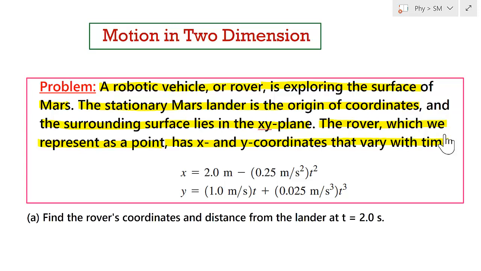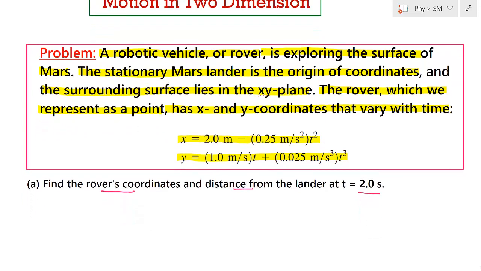So if it is moving in the xy plane in 2D, it has two coordinates. It will have an x coordinate and it will have a y coordinate. So the problem gives you the x coordinate and y coordinate as a function of time. So the x coordinate is given by this expression and the y coordinate is given by this expression. So now the first part of the question is: find the rover's coordinates and distance from the lander at t equals 2 seconds.